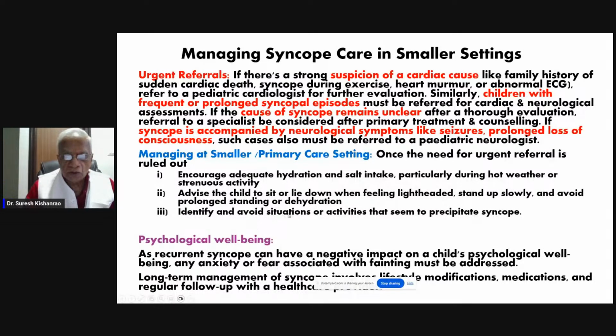Identify and avoid situations or activities that seem to precipitate syncope. They already know what is likely to happen. Most important in the long run, recurrent syncope has a psychological well-being effect. So counseling both the child and the parents is very important. In the long-term management, one looks at modifying their lifestyles if needed, use of medications and regular follow-up with you.